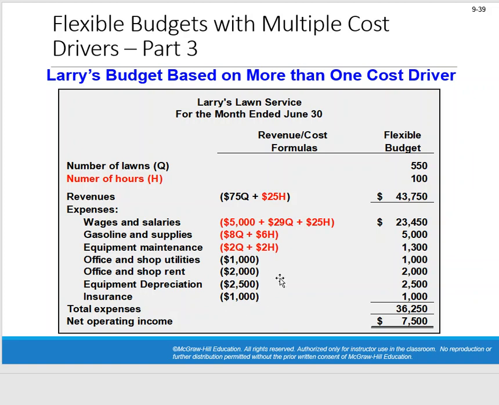So based on this, our new flexible budget at a level of 550 lawns and 100 hours, our revenue should be $43,750. Our total expenses should be $36,250 and net operating income of $7,500. So again, you could probably picture laying this out in Excel where we could drop in appropriate numbers here for our actual level of activity, number of lawns and number of hours, and then our flexible budget would update accordingly.